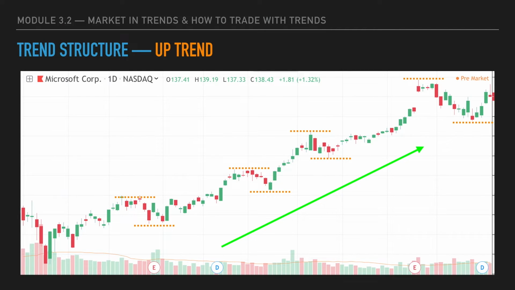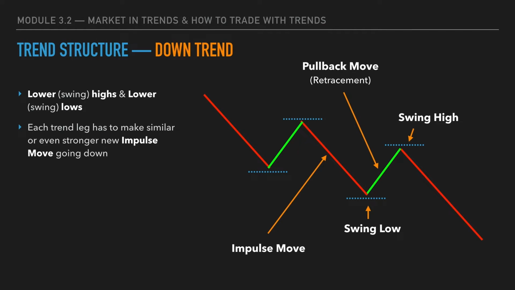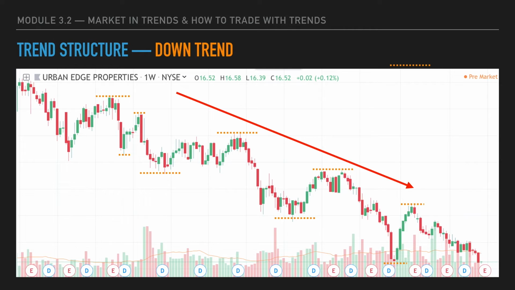Here is a good example of a classic uptrend market, consistently making higher highs and higher lows, strong impulse moves, and minor pullback moves. In a downtrend, it's the same as the uptrend, but just reversed. We look for lower highs and lower lows. Each trend leg has to make a similar or even stronger new impulse move going down. There's no strong counter-trend momentum on the pullback moves. And here's an example of a classic downtrend market.